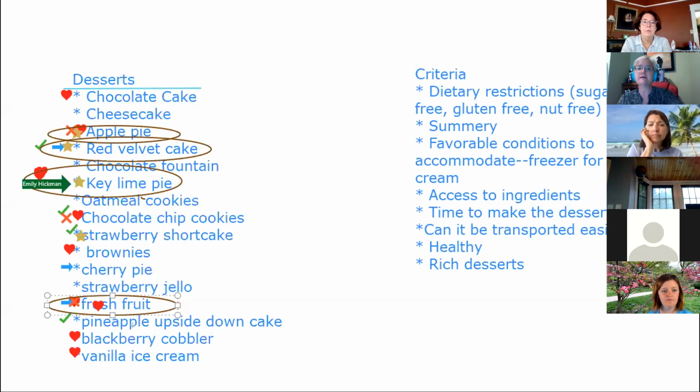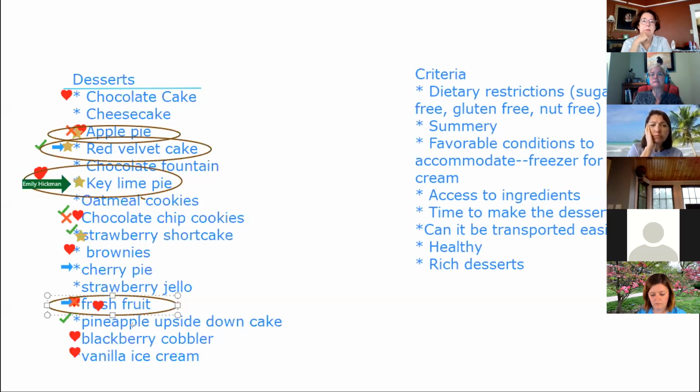So, you know, if we say we want these folks food there that is sugar-free, gluten-free, and nut-free, that fresh fruit seems to fall in that category pretty well, right? Those other desserts are going to have more sugar in them than fruit's going to have. So, you know, the group could have a discussion around that.